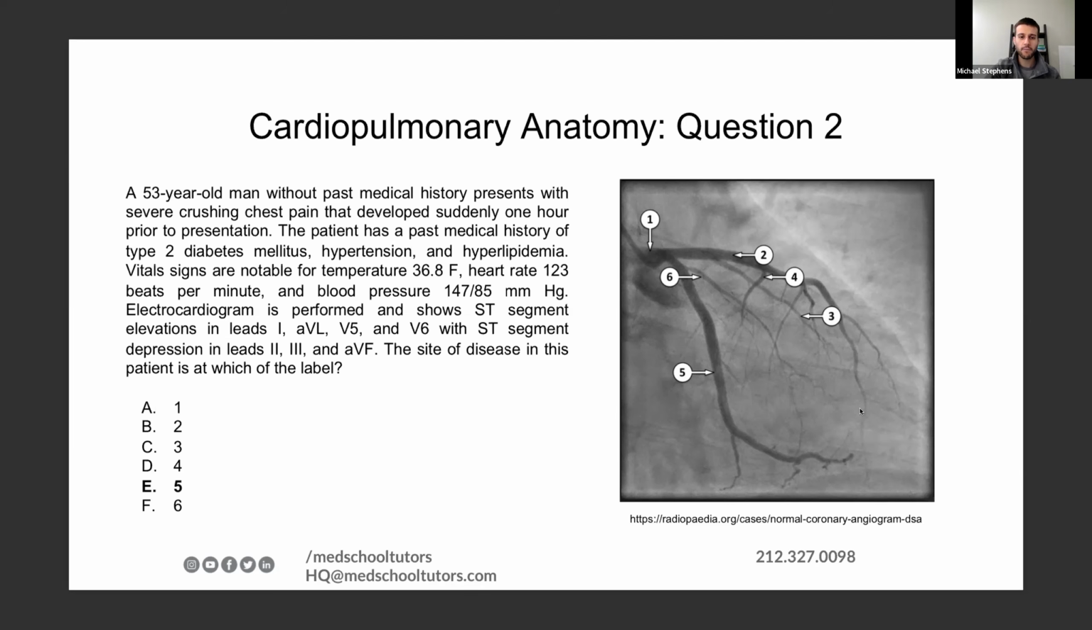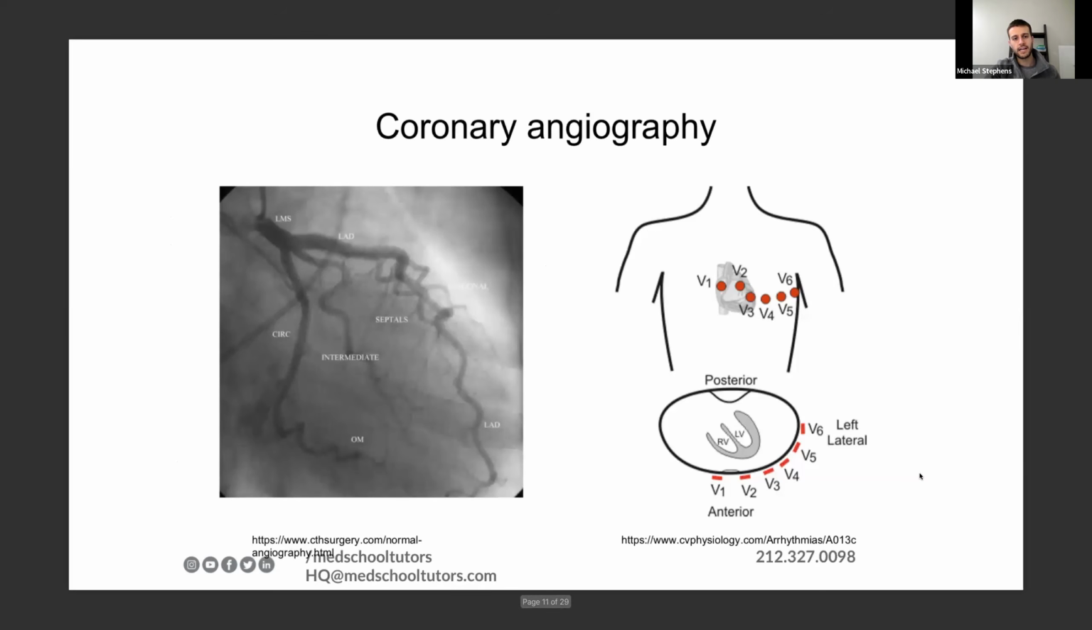And so if we go one more slide, we'll get an image of the label version of that. The quality is not as great as the original one, but this is labeled, so you can kind of orient yourself a little bit more. Again, notice that left circumflex is coming around the side there. And then just to restate it again, so you guys have a sense of how the leads are coming out of the chest, again, to help you get an idea.